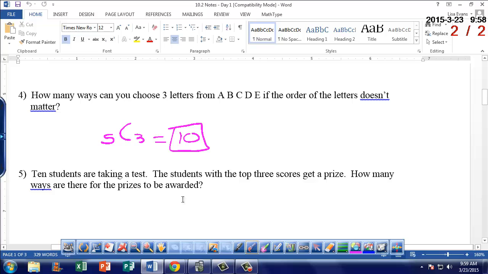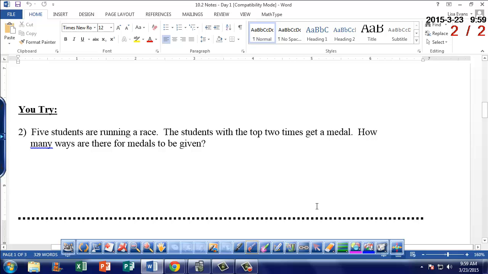Number 5. 10 students are taking a test. The students with the top 3 scores get a prize. How many ways are there for prizes to be awarded? Now, we don't care if it was the top score, the second top score, and the third top score. We just know that the 3 highest, in general, are getting a prize. So we're going to go ahead and choose 3 of those 10 students. So when you do that, you get 120. Now, take a minute to pause the video and try this on your own.